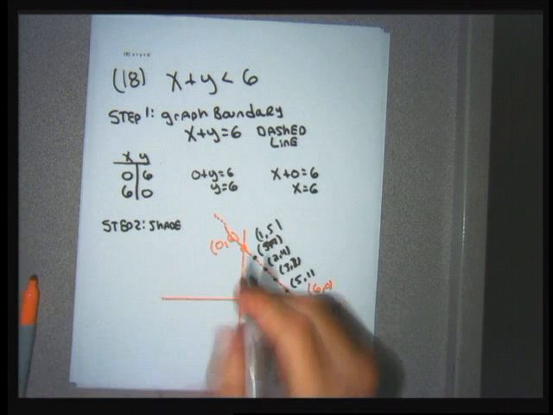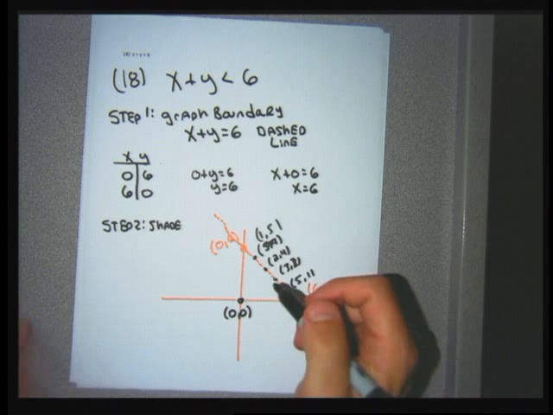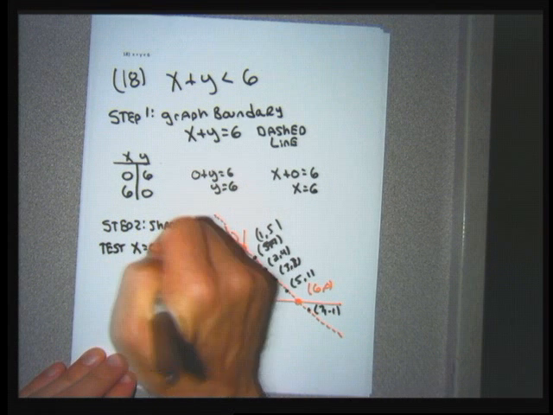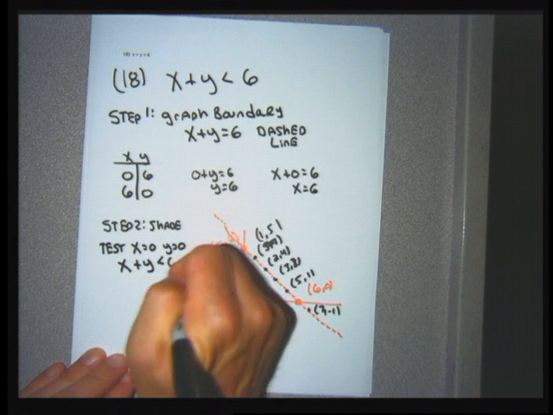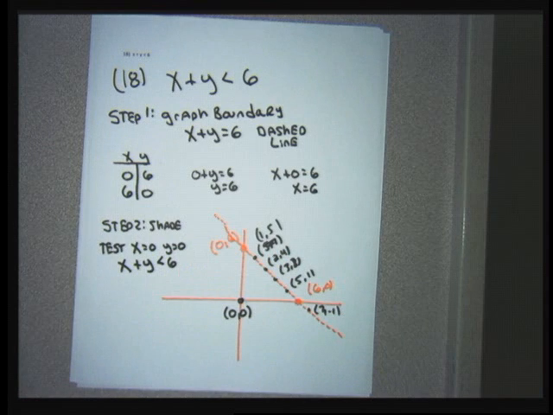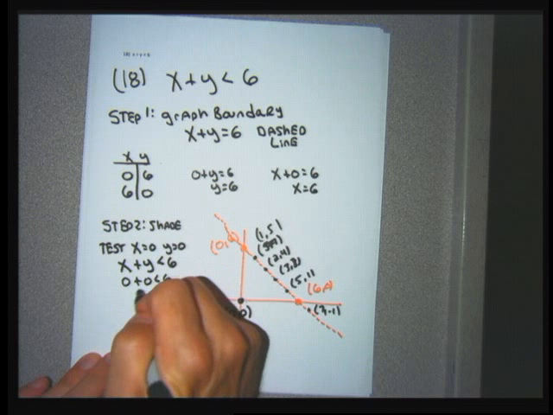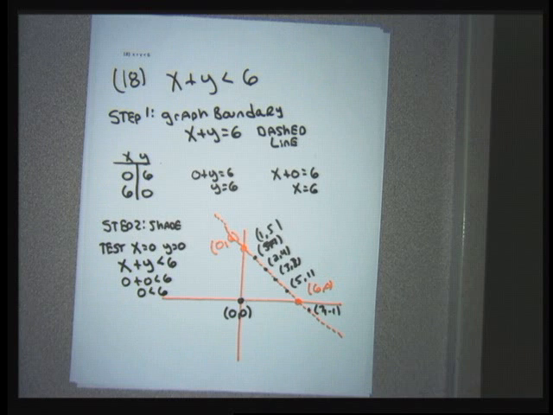Very specifically, I'm going to test the point (0, 0) in the original problem. So I'm going to test x equal to 0, y equal to 0 in the original problem, x plus y is less than 6. By testing, I'm going to plug 0 in for x, 0 in for y, and see if I get a true or a false statement. If I get a true statement, then (0, 0) is on the true side of the line. If I get a false statement, then (0, 0) is on the false side of the line, because there's always a true and a false side.